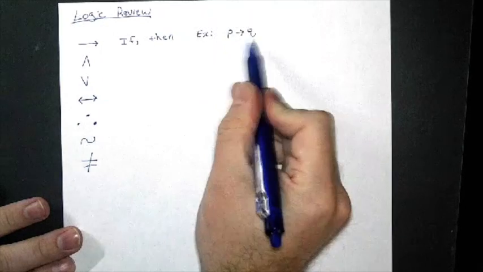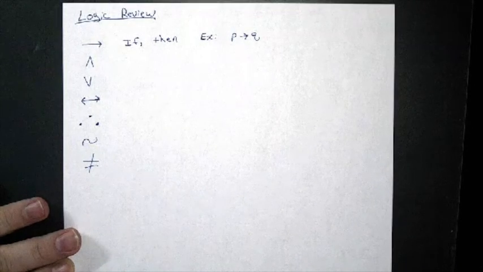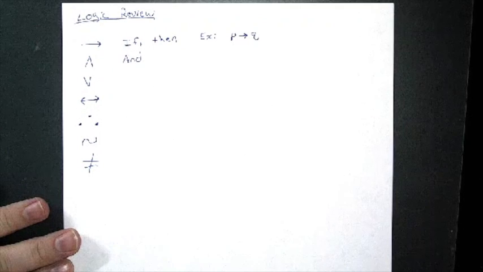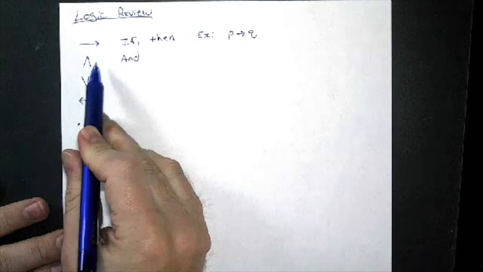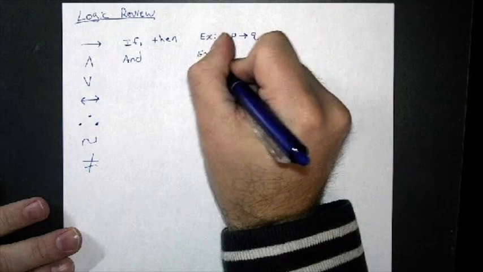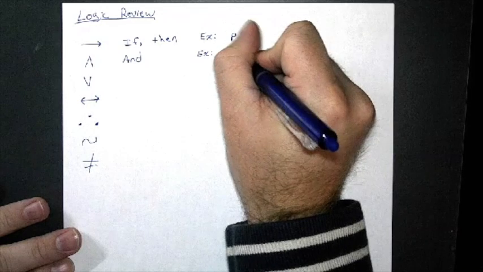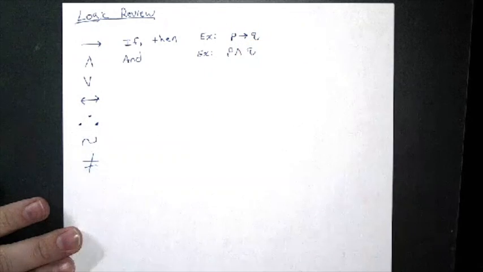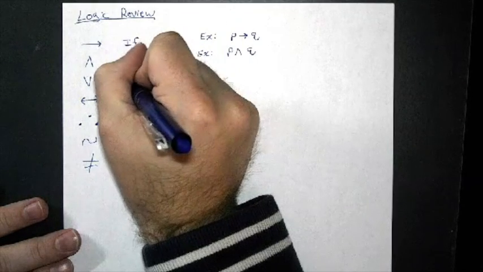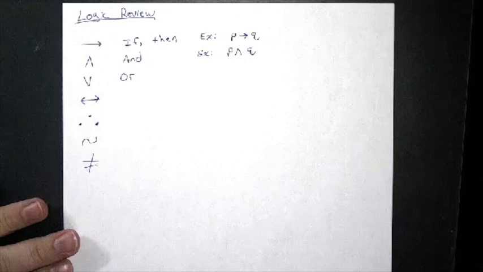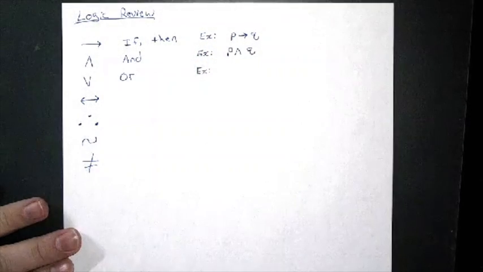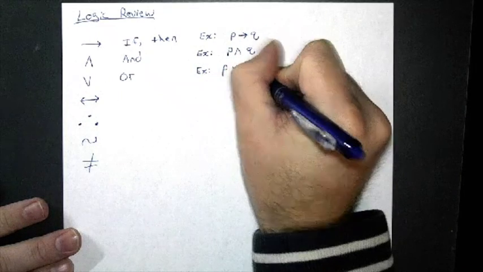If P, then Q. The second symbol is the symbol for and that should be really easy to remember because it actually looks like an A without the extra line there. And an example of the way you might see that is P and Q. Our next symbol is the symbol for or. It looks like a V, but it stands for or. And an example of the way you may see that is P or Q.